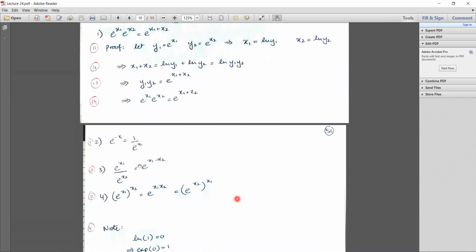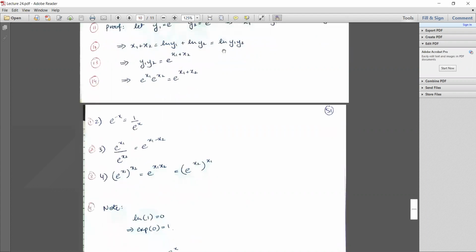And so similarly, you can prove that e raised to power negative x is 1 over e raised to power x. E raised to power x1 over e raised to power x2 is e to the x1 minus x2. And e to the x1 whole raised to power x2 is e to the x1 times x2, which is the same as e to the x2 whole raised to power x1. So these laws of exponents should hopefully be familiar. If you've done the exponential before, then definitely, but even if you haven't, these are similar to the basic laws of powers that we have for numbers.